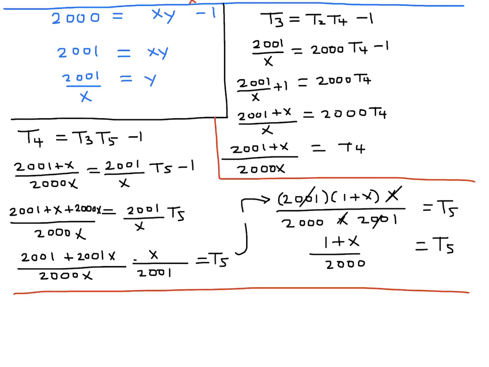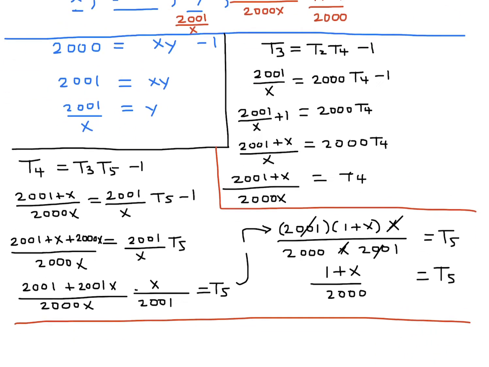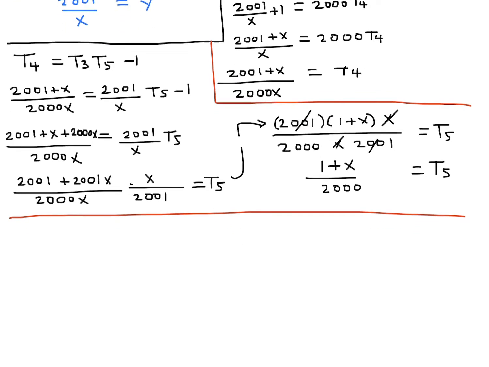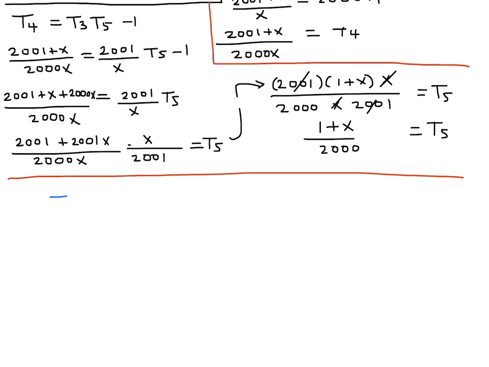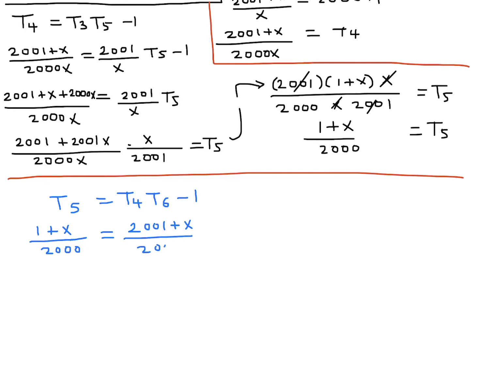Moving right along. What are we up to now? We have to find T6 next, right? So for T6 we will have to use T5 is equal to T4 times T6 minus 1. T5 is 1 plus x over 2000. T4 is equal to 2001 plus x over 2000x. And T6 minus 1, like that.